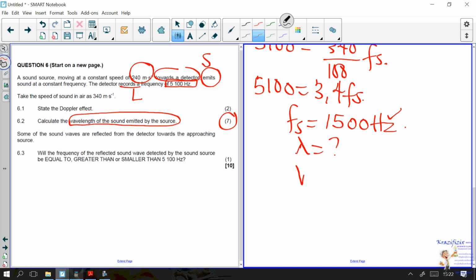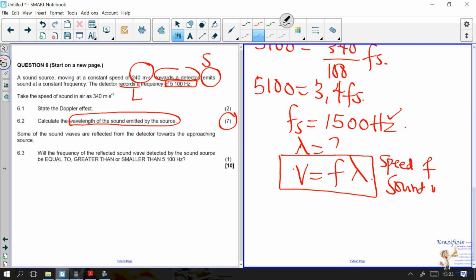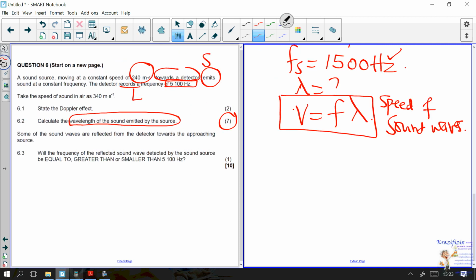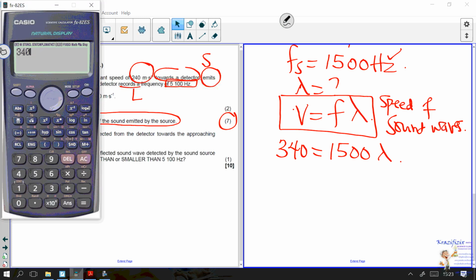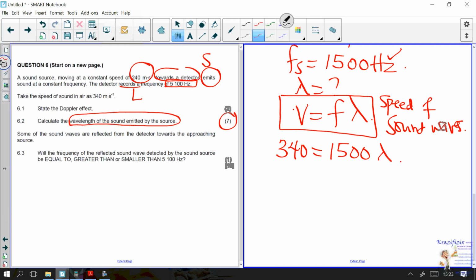There's a formula, grade 10, when we say V equals F lambda. Now, learners have a tendency of using 240 here. This is talking about the speed of sound waves, not the speed of the source. It is the speed of sound waves. 340 equals 1500 lambda, and what do we do? We divide both sides by 1500. 340 divided by 1500, and what's my answer? 0,22666. All right, and if we round that off, what are we going to get? Our wavelength is 0,27 meters.